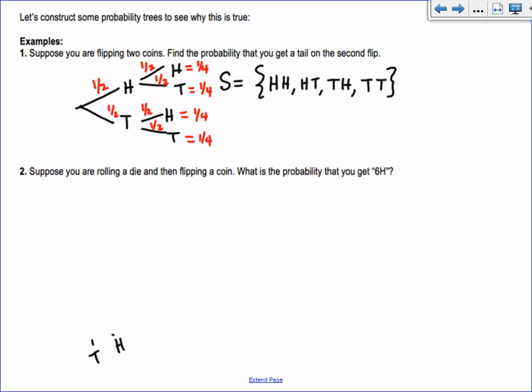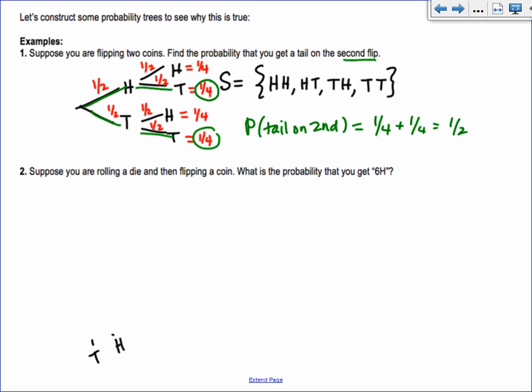So the probability that I get a tail on the second flip ends up being this one and this one, right? It means I could go this route or I could go this route. So it's 1/4 plus 1/4, which ends up being 1/2. And then you think, well, of course it's 1/2 because it doesn't matter what happened on that first flip. I could have gotten heads or tails. My probability of getting a tails on that second flip is still 1/2.